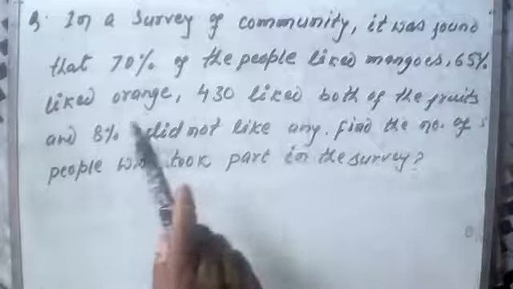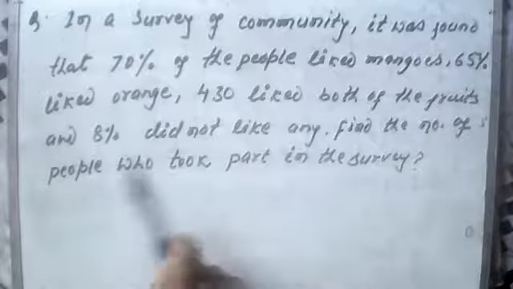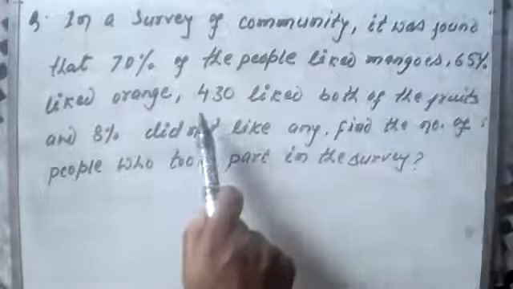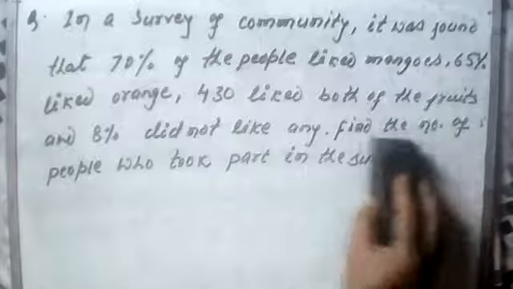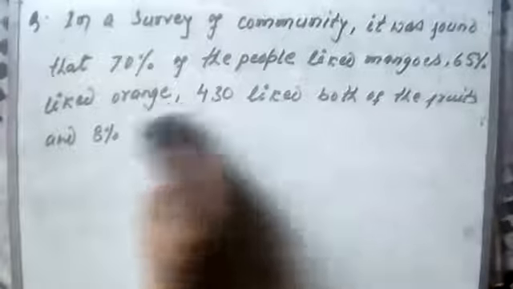Just keep the given information in mind. 70% like mangoes, 65% like oranges, 430 like both, and 8% did not like any. Then, using a Venn diagram, find the number of people who took part in the survey.